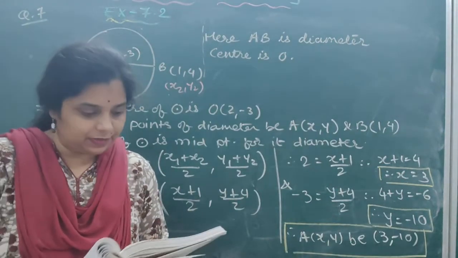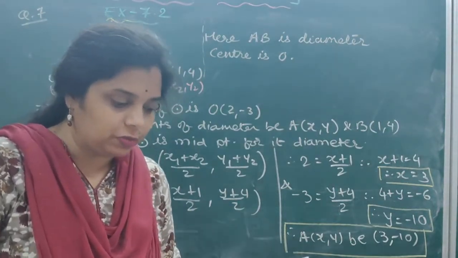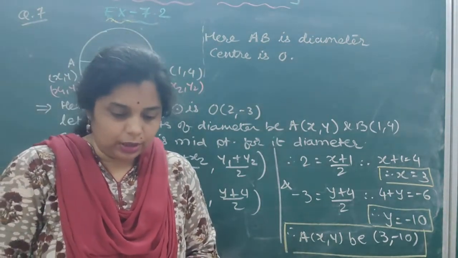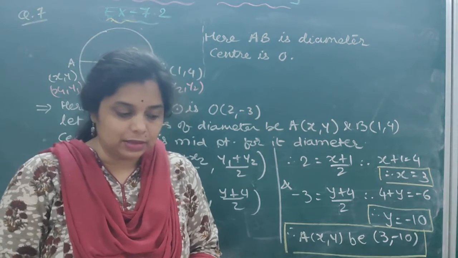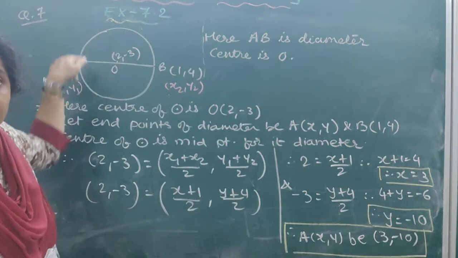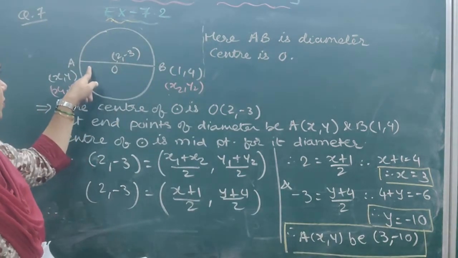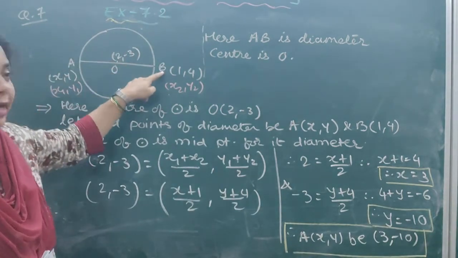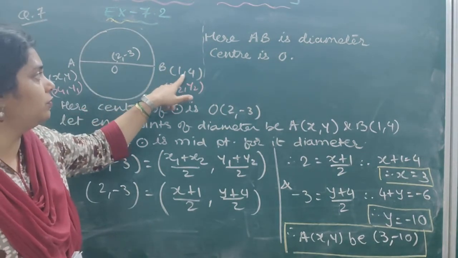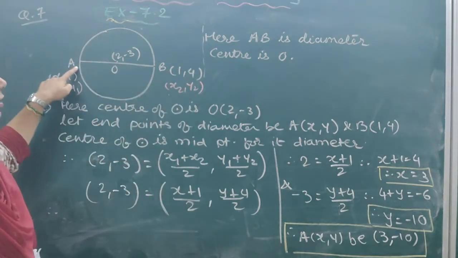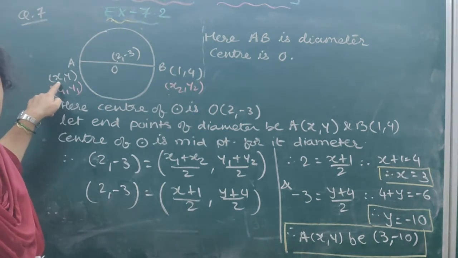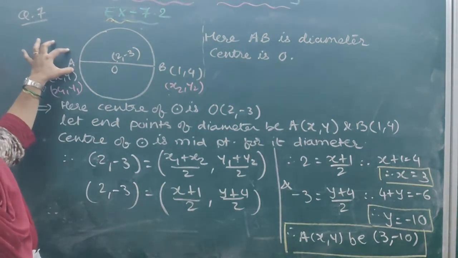Now in question number 7, it is given to find the coordinates of a point A where AB is a diameter of a circle whose center is (2, -3) and B is (1, -4). In short, a circle is given, and AB is a diameter where these two are the endpoints. The one endpoint has the coordinates (1, -4), and for the second endpoint, they are asking to find the x and y coordinates.